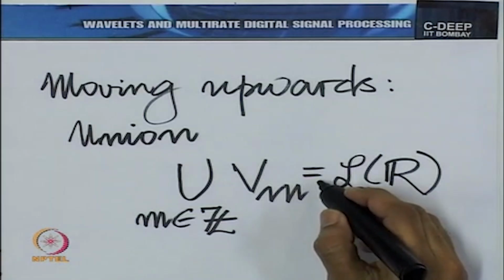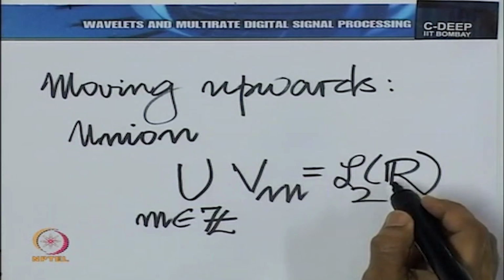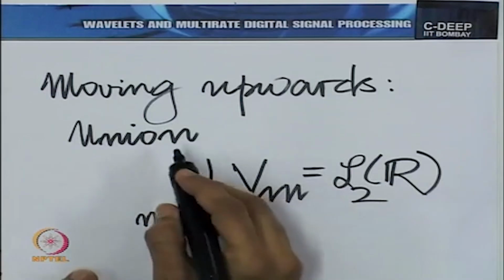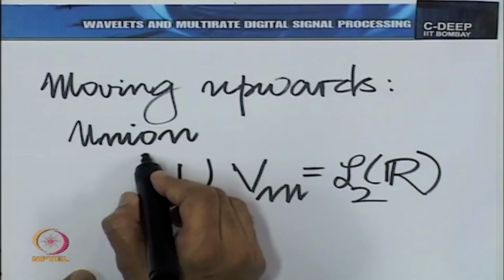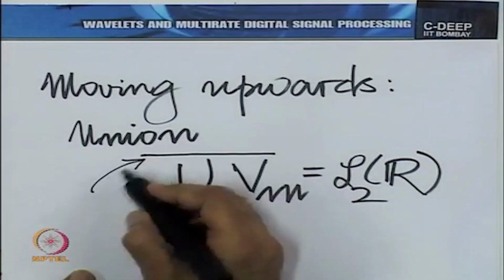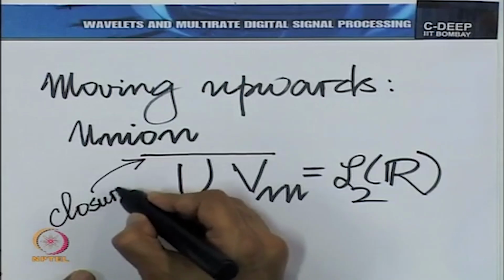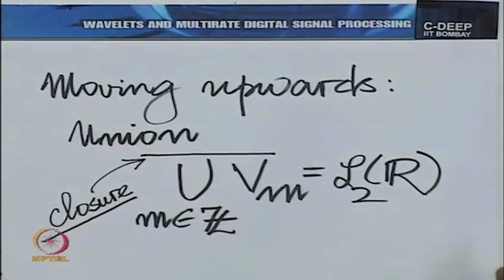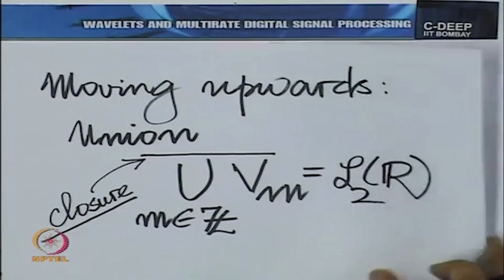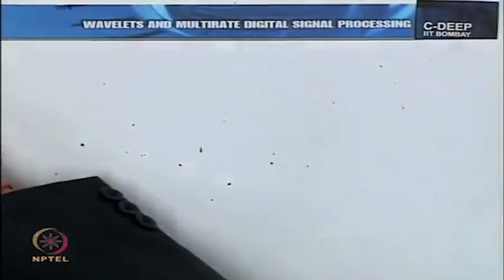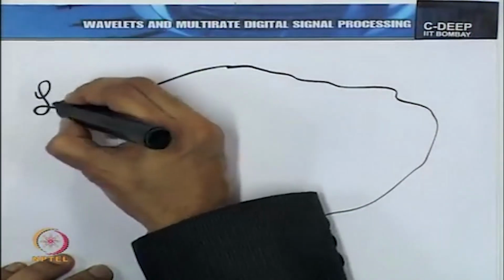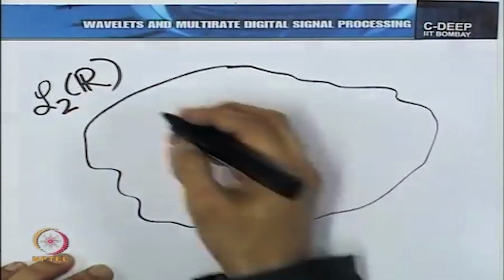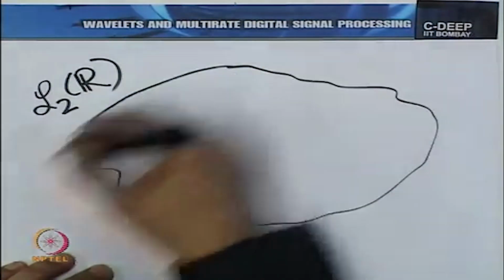I mean, we would have been happy to write V_m union equal to L2(R), but we need to make a little detail here. We need to put something called a closure. I will explain what I mean by a closure. Suppose you were to visualize L2(R) like an object with a boundary. So, suppose this were L2(R), just notionally. And this is the boundary of L2(R), so to speak.